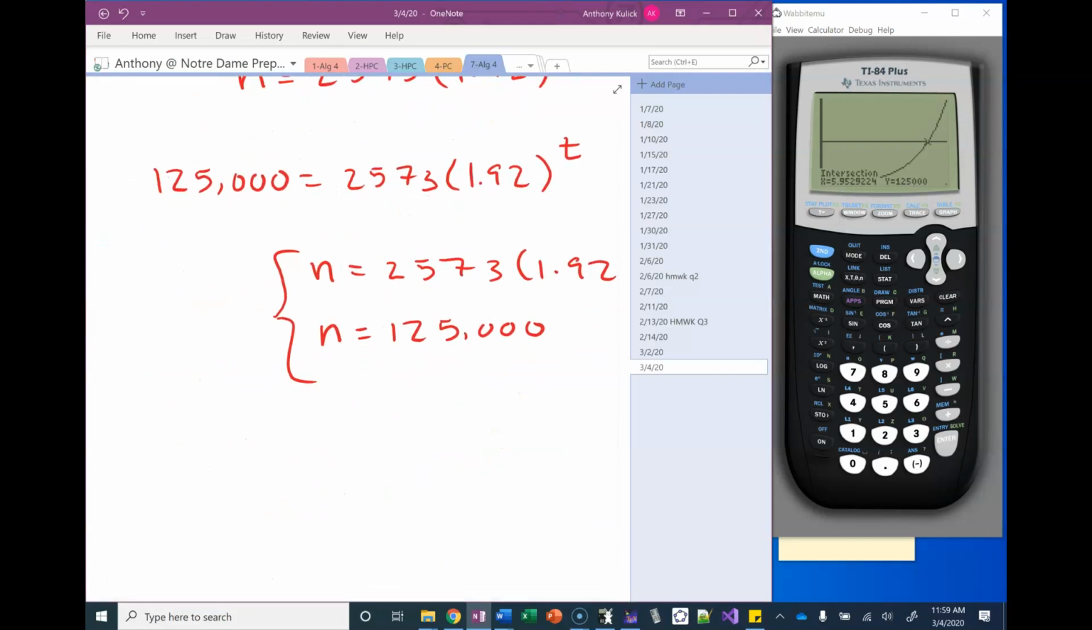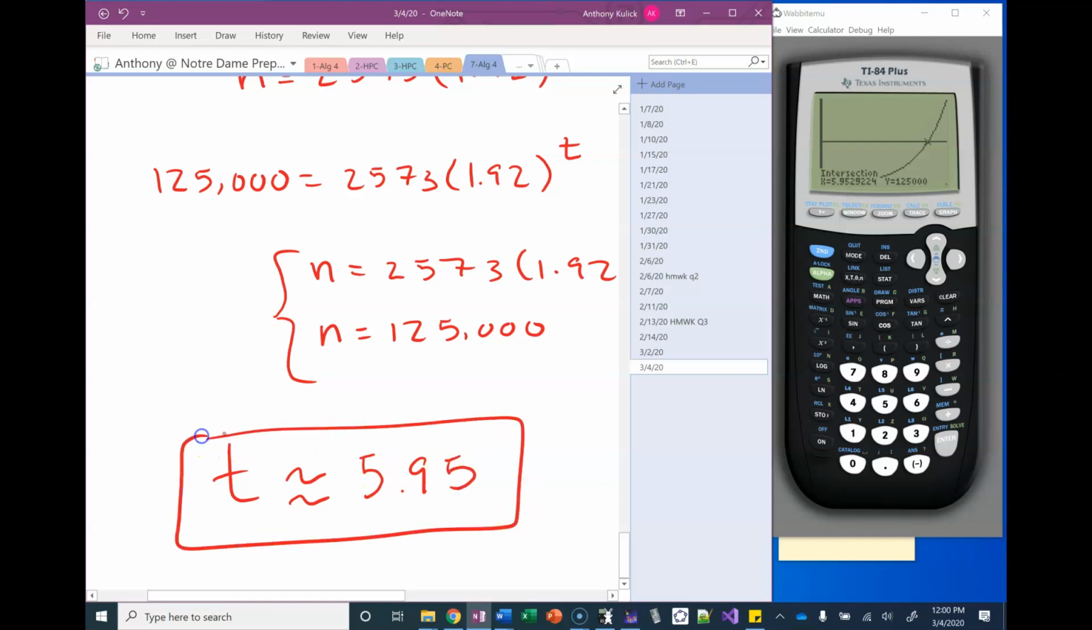So what does this tell me now? That t, remember, was the same as which variable? X. So that value for x that I got would be my value for t. So I'll say about 5.95 years. Everybody okay with this idea? Let's do another, yes?